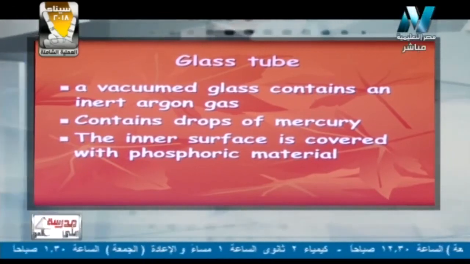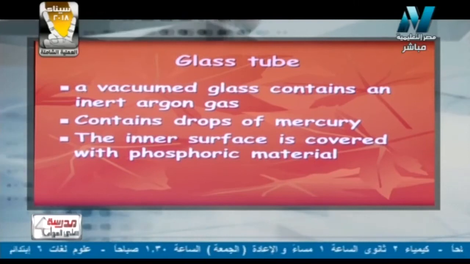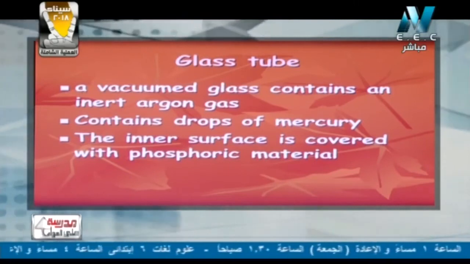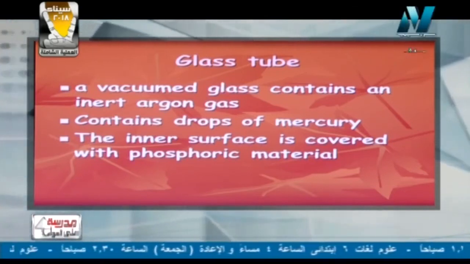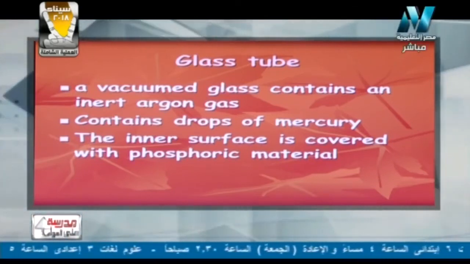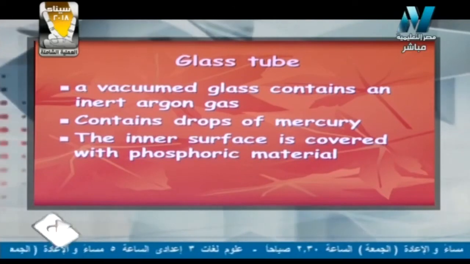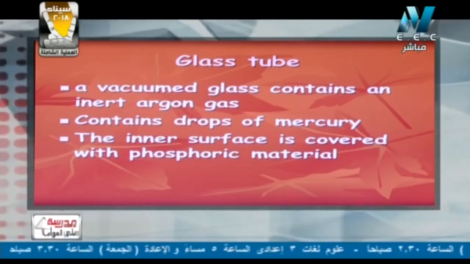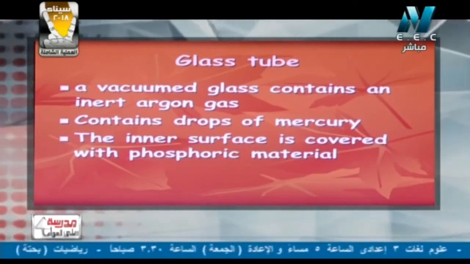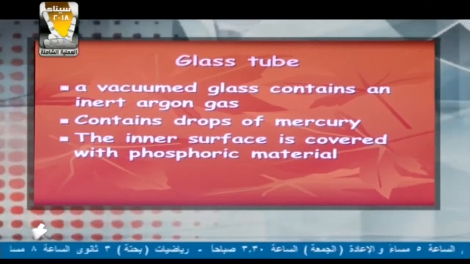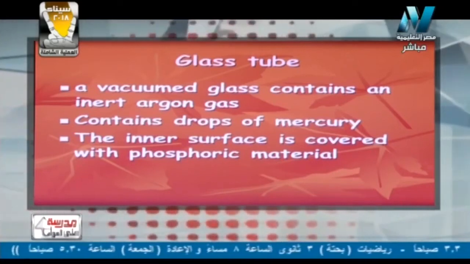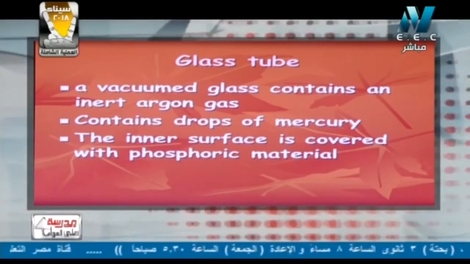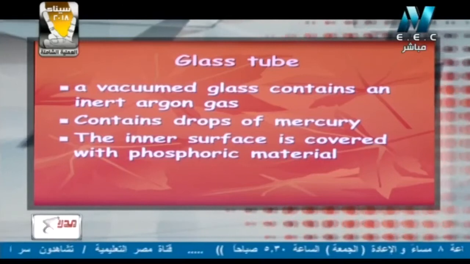It also contains drops of mercury, which increase the light. As I said, the inner surface is covered with phosphoric material, which also increases the light. Again, it's a vacuum glass tube that contains an inert gas. It contains drops of mercury. The inner surface of it is covered with phosphoric material.